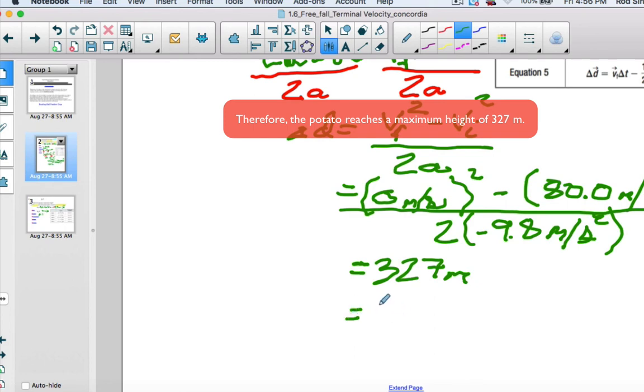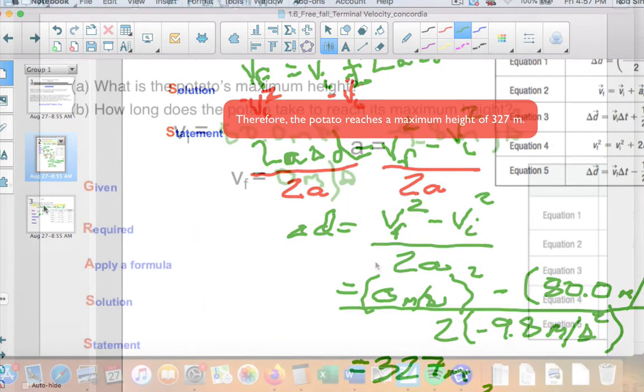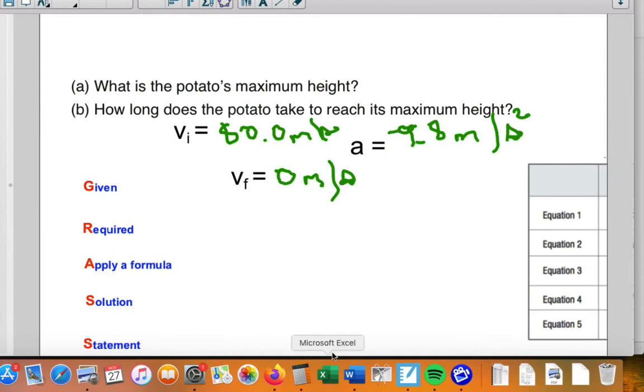Or we could write, if we wanted to write it in scientific notation, 3.27 times 10 to the 2 meters. So your therefore statement is, therefore the potato will reach a maximum height of 327 meters. So the next question, we are asked to find out how long the potato takes to reach the maximum height.